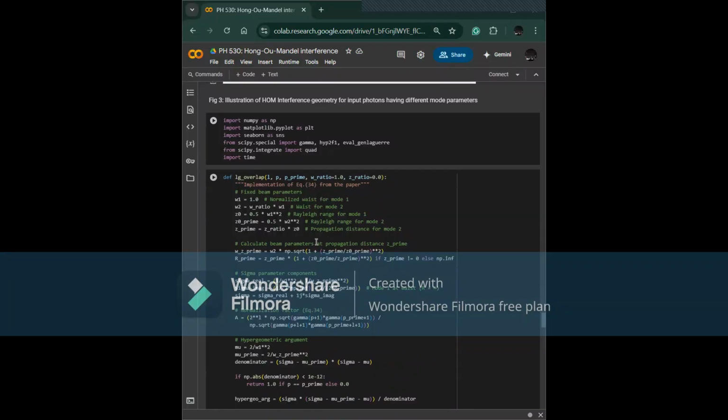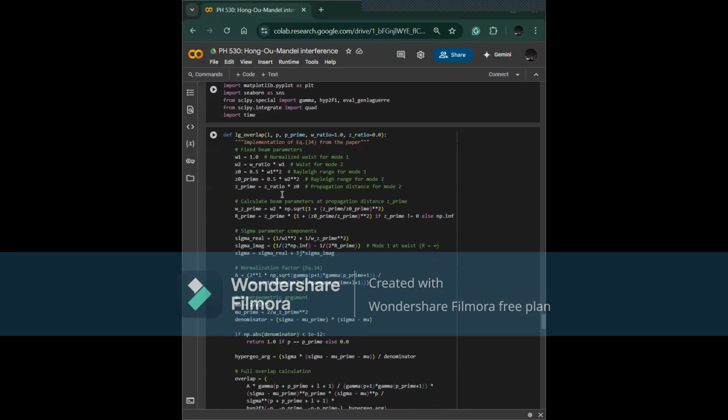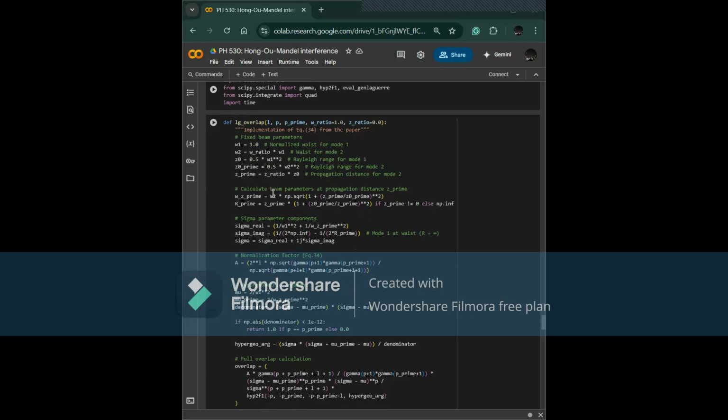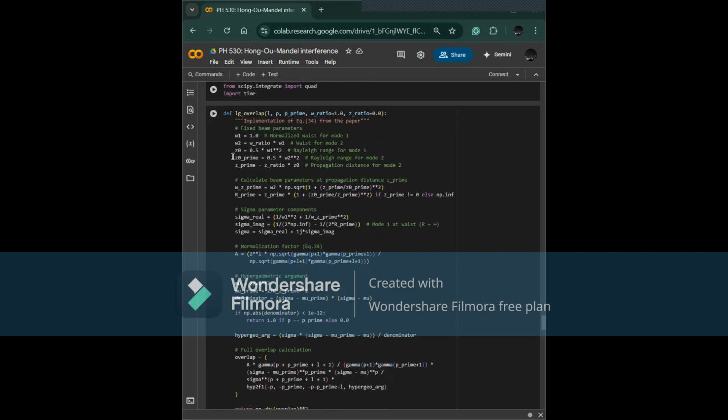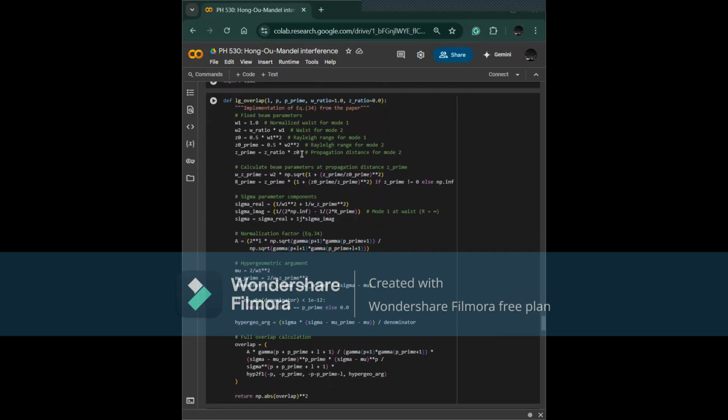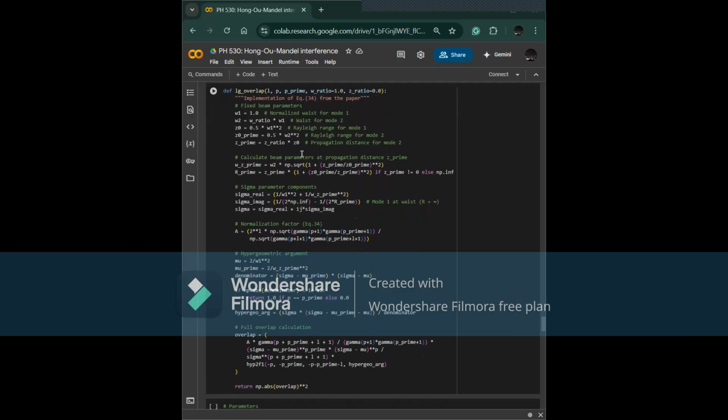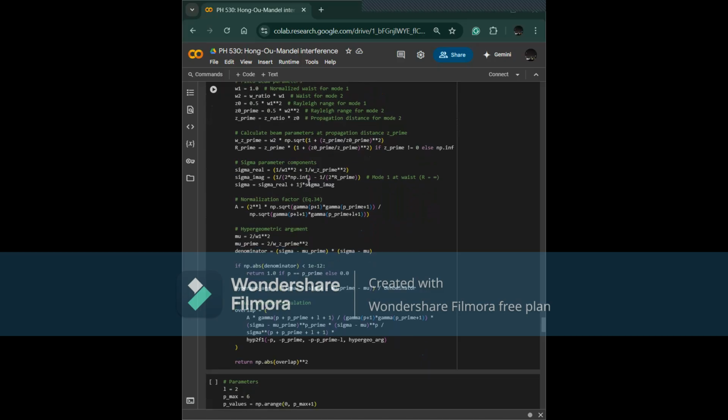So first, this is the function LG overlap. This is the parameter setup. We have fixed waist w1 equal to 1 and variable waist w2 equal to w ratio times w1. For z naught, we have put the Rayleigh ranges, that is z naught equal to 0.5 w1 square and z naught dash equal to 0.5 w2 square. Now the sigma calculation is done here, where the sigma real part is calculated here and the sigma imaginary part is calculated here.